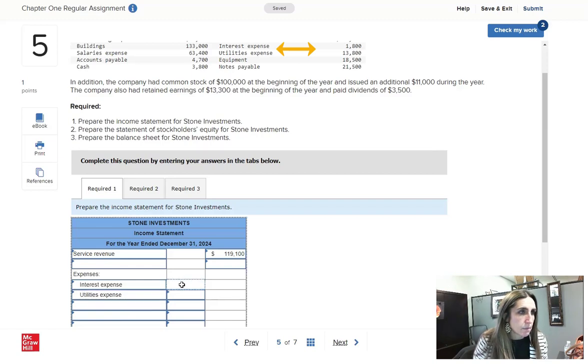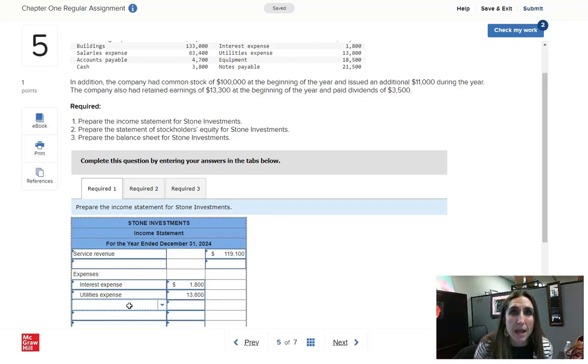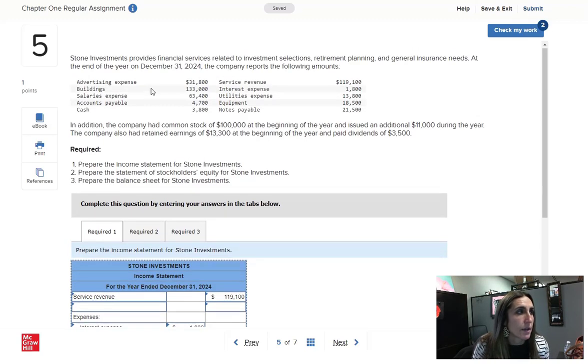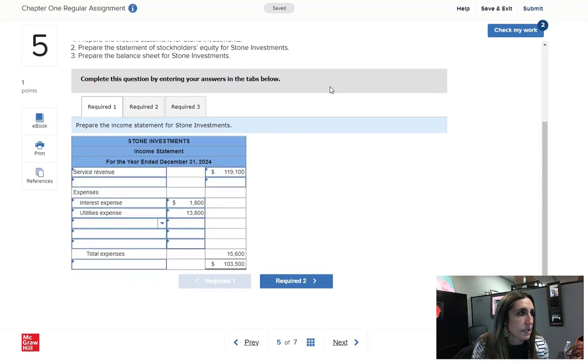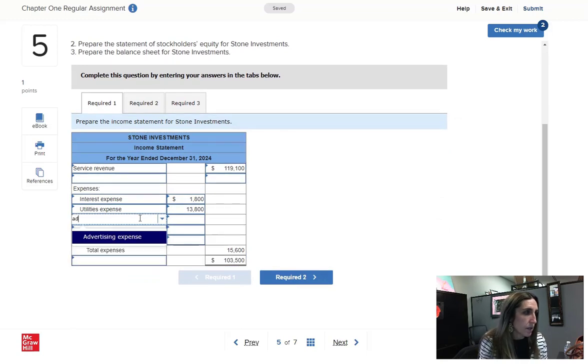So that's listed in my problem for $1,800 and $13,800. These are not the same thing as the payment out of cash. Eventually you should pay all of your expenses in cash, but an expense just means the cost has been incurred. It doesn't tell us if we've paid it yet or not. On the other side, I see the advertising expense that we've incurred for the year is $31,800. So I'm going to put that on here.